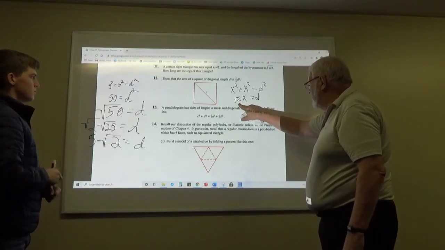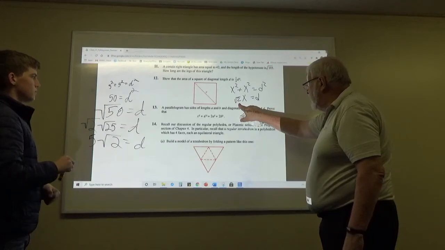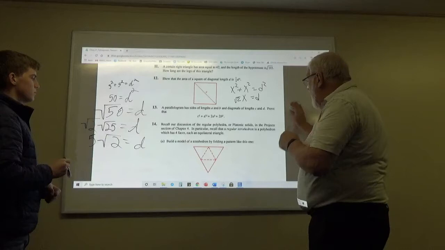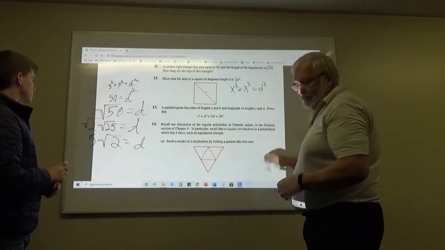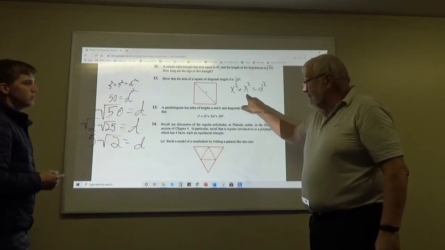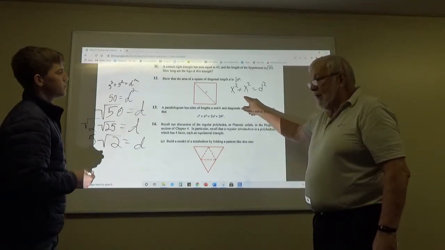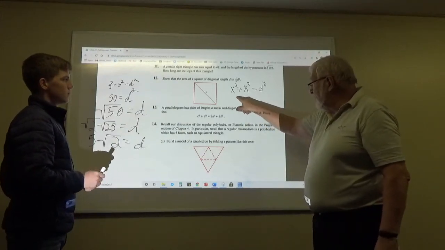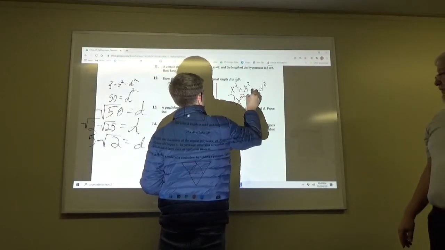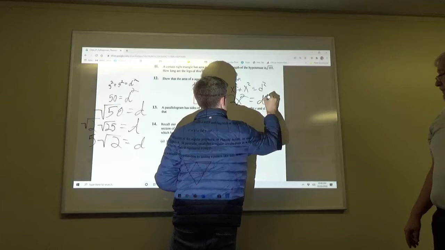So we've got square root of 2. Oh, I know why. Look at here. How many is this? 2. So this is x squared. All right, write 2x squared right there. 2x squared equals d squared.